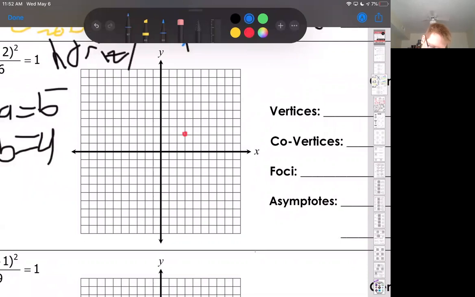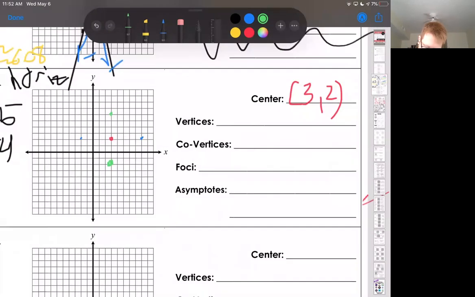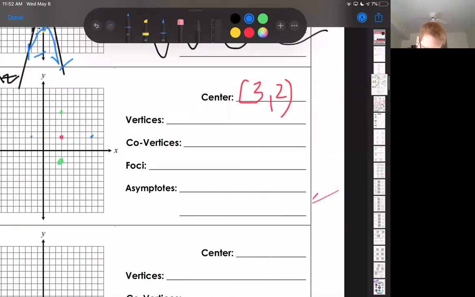Since our a value is 5 and we have a horizontal hyperbola, we're going to go to the right 5. We're going to go to the left 5. To get our covertices, we're going to go from the center up 4. And we're going to go down 4. So let's write these coordinates over here, and then we'll draw our rectangle and we'll draw our actual hyperbola.